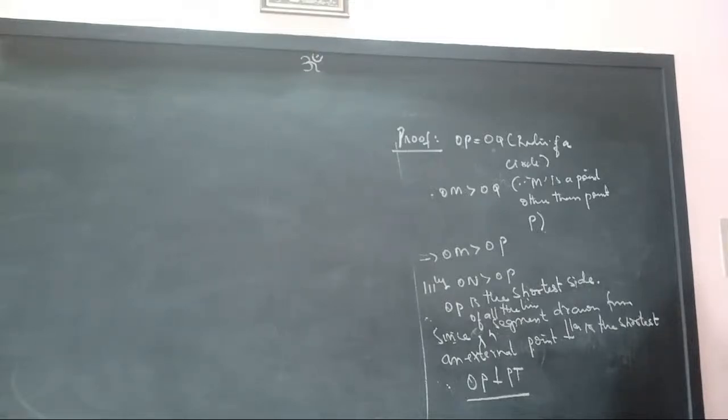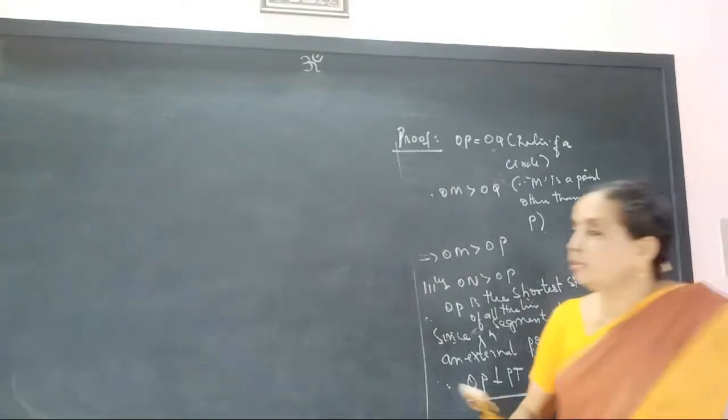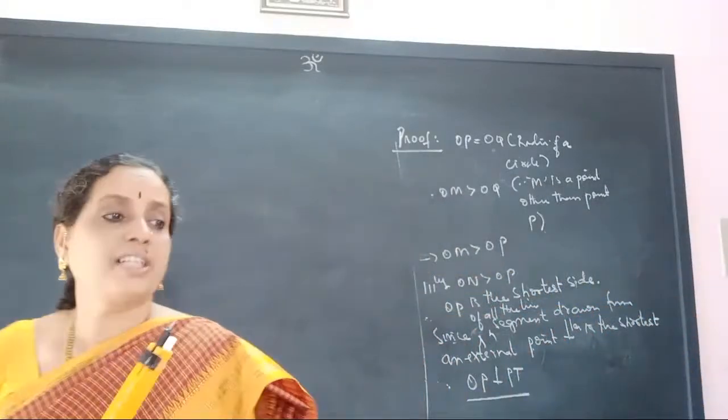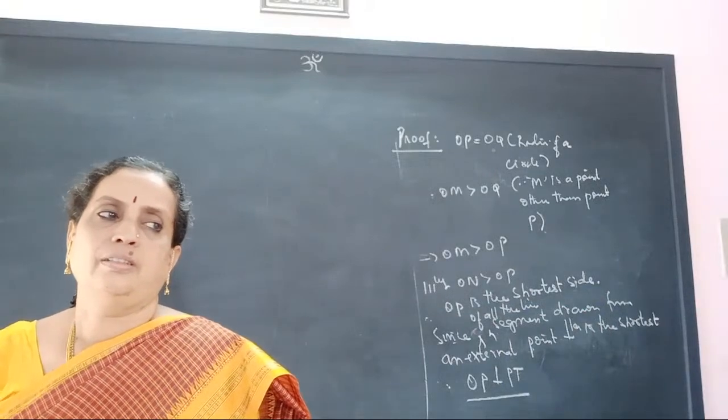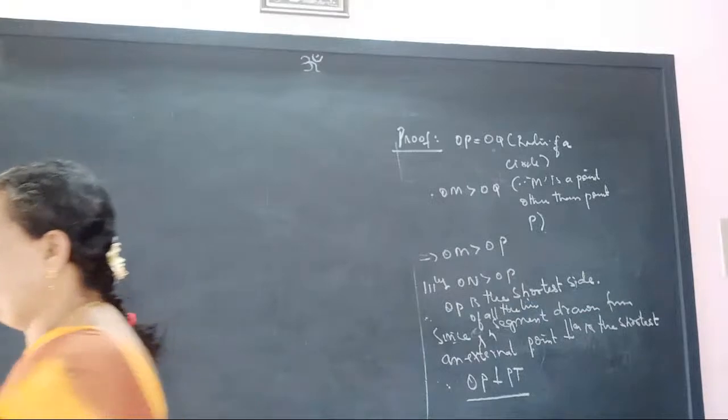You write the heading Theorem 10.2. And what is the statement of Theorem 10.2? The lengths of tangents drawn from an external point to a circle are equal. Okay.